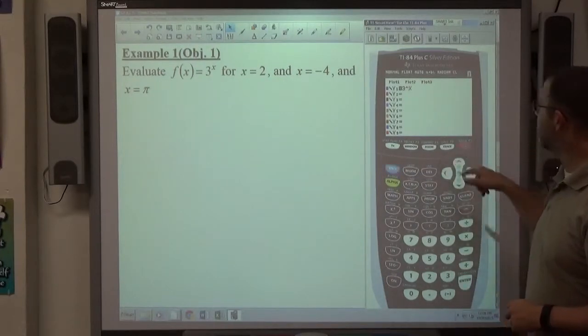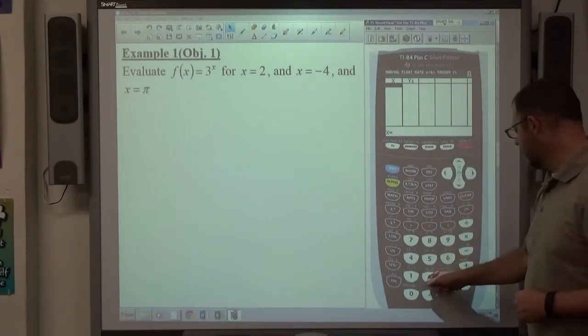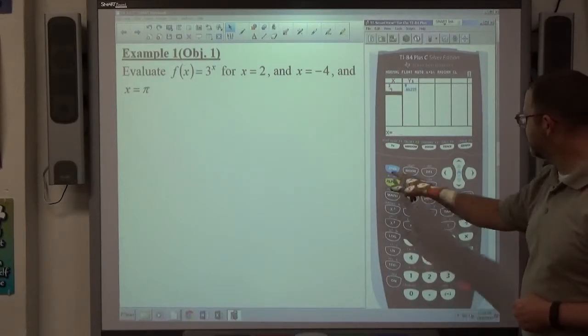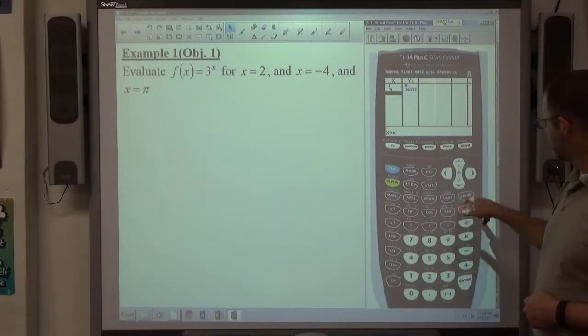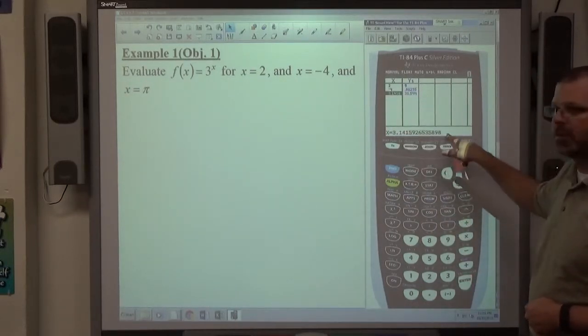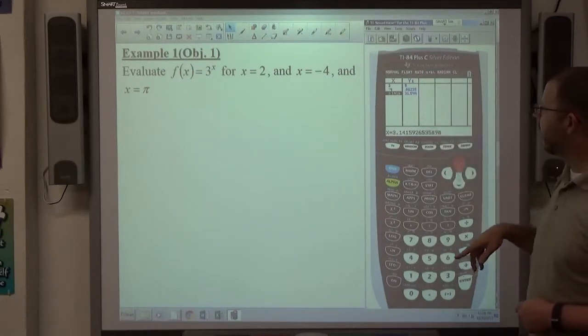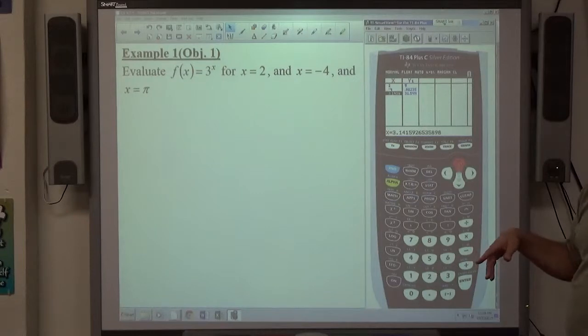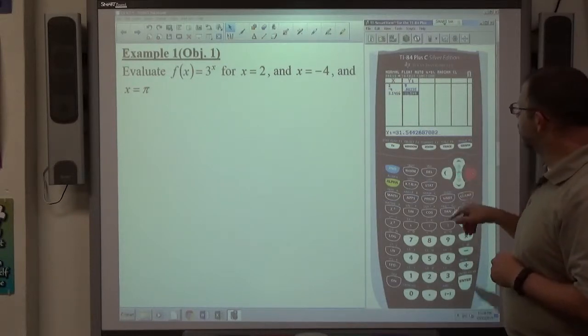I go to my table and I simply type in those three numbers. So I get 2, -4, and I have pi. So I use the pi button right there. It approximates pi. You can see it goes out a bunch of decimal places for pi there, but it gives me that. It doesn't specify how many decimal places one wants to answer. I like 4 decimal places I've found to approximate, so let's just do that.